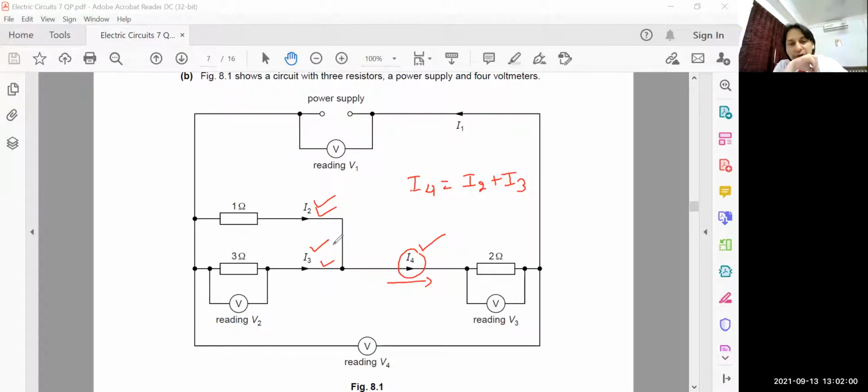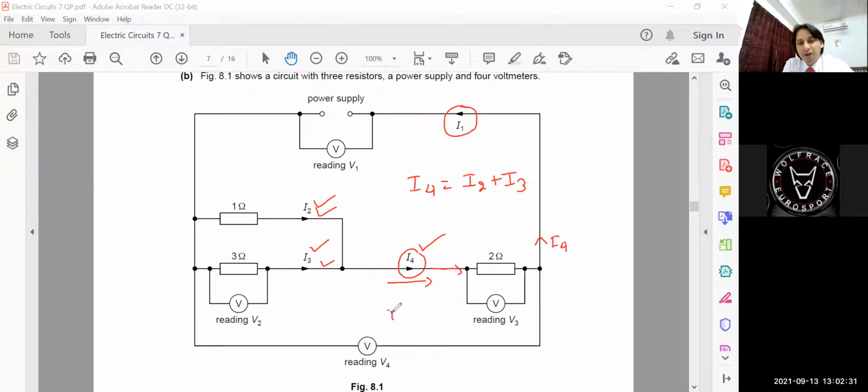You need to write one more relation of current. What is another relation, children? The battery has produced the current I1, and how much current is going back? If you see here, this is the same current that will go back. You can write that I1 is equal to I4. This is the second result here.